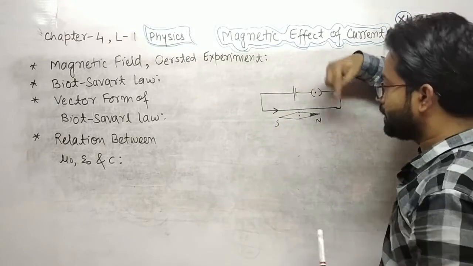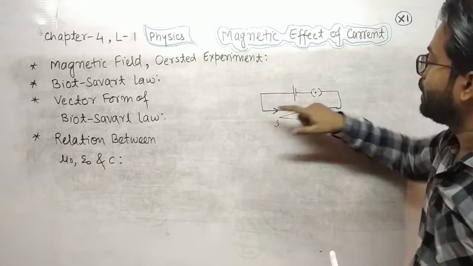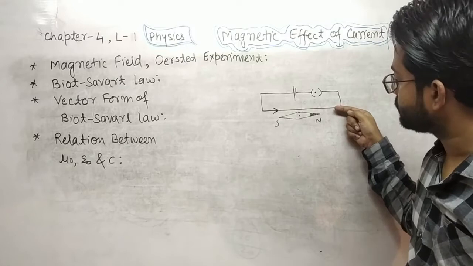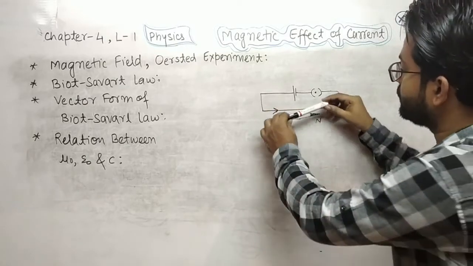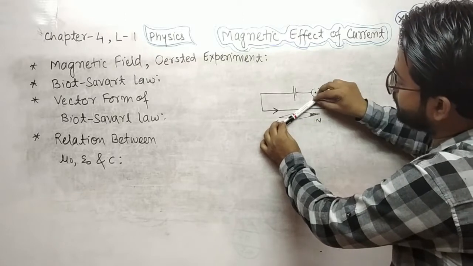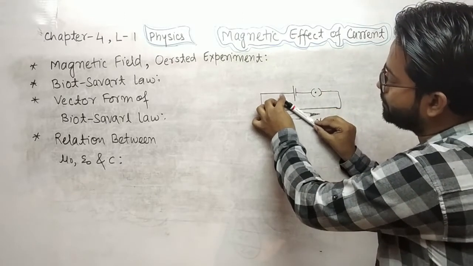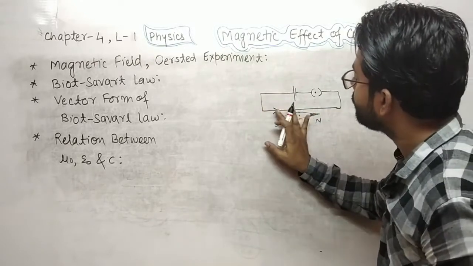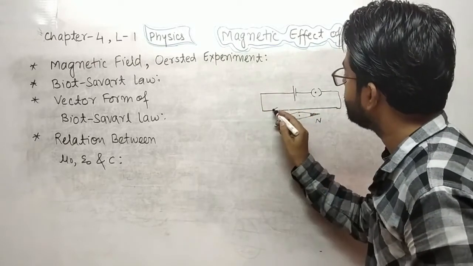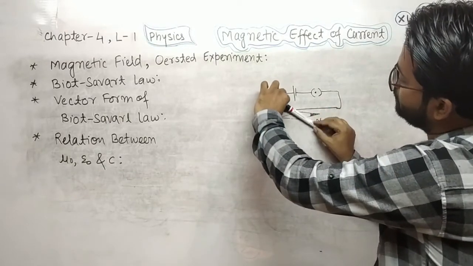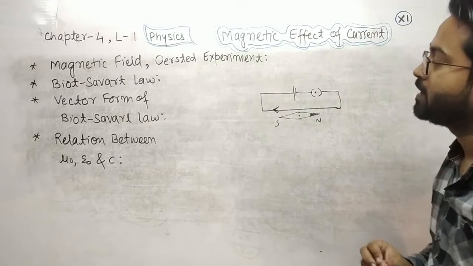Again, in second experiment, reverse the direction of current. The direction of current will be in this direction. The inclination of magnetic needle will be reversed. If you increase the amount of current in this direction, the angle made by this will also increase.